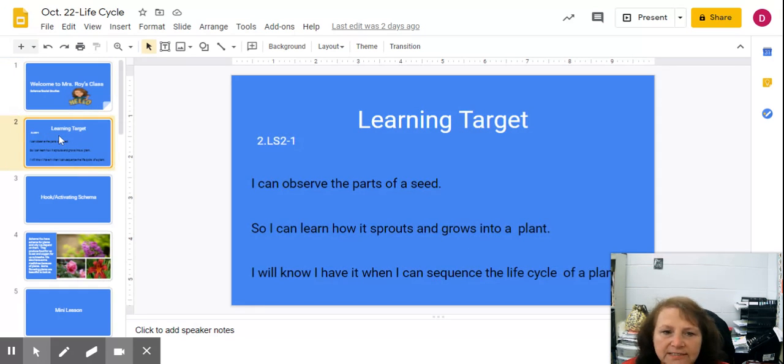Let's look at our learning target. I can observe the parts of a seed, so I can learn how it sprouts and grows into a plant. I will know I have it when I can sequence the life cycle of a plant.